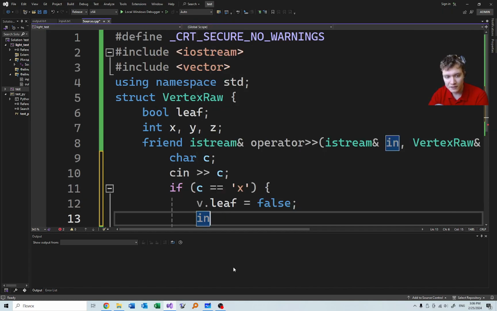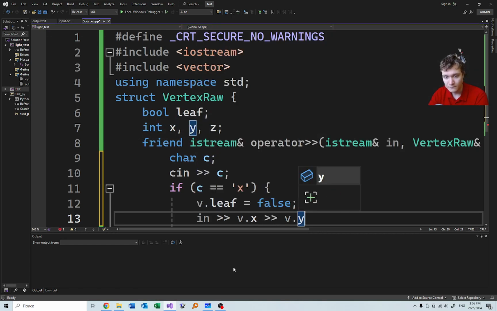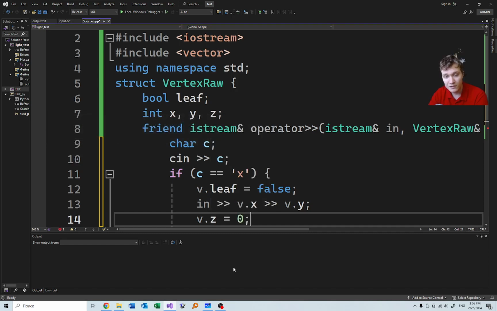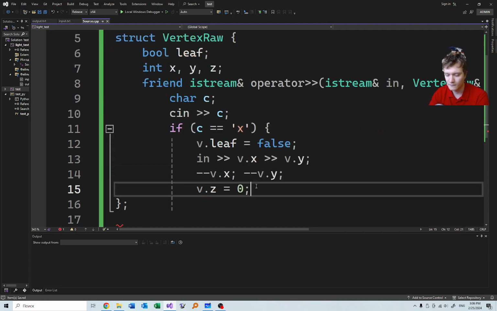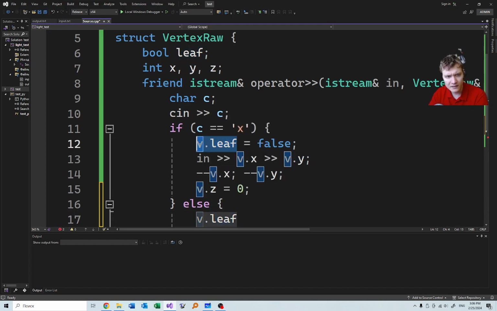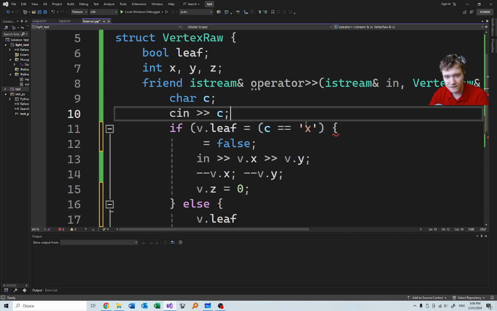Then we read x and y. We say that v z, for example, is 0, and also we would like to decrement v.x and v.y. Otherwise, we simply read all numbers. So we say v.leaf. Actually, let's say v.leaf is that it is v.